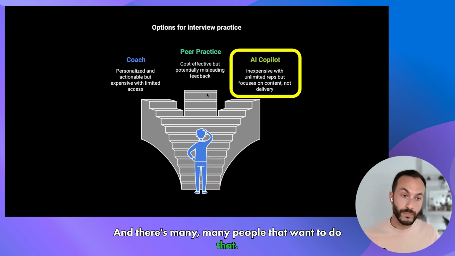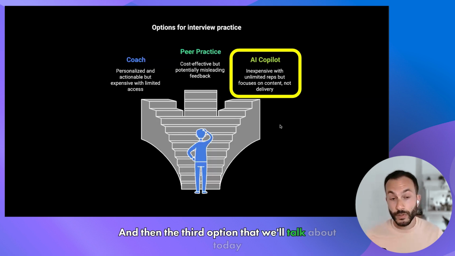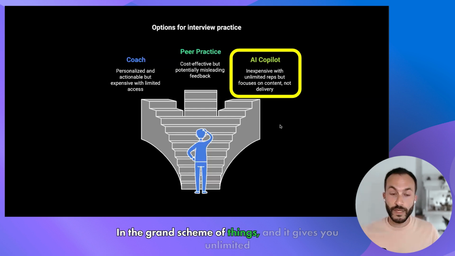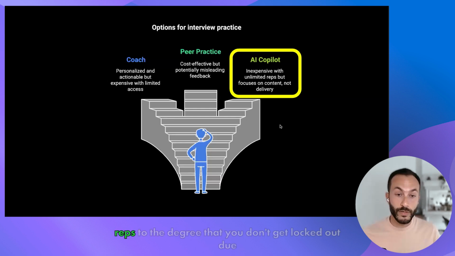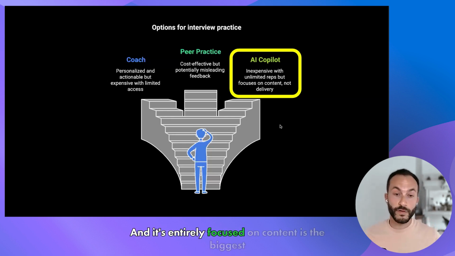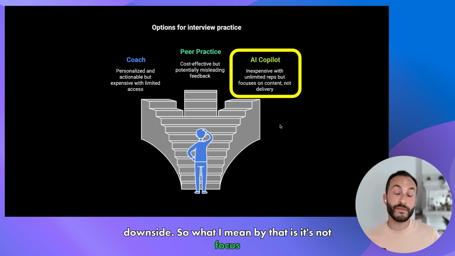And then the third option that we'll talk about today is using AI Copilots. I would say it's generally inexpensive in the grand scheme of things. And it gives you unlimited reps to the degree that you don't get locked out due to usage limitations in tools like Claude and ChatGPT. And it's entirely focused on content, which is the biggest downside. So what I mean by that is it's not focused on delivery.